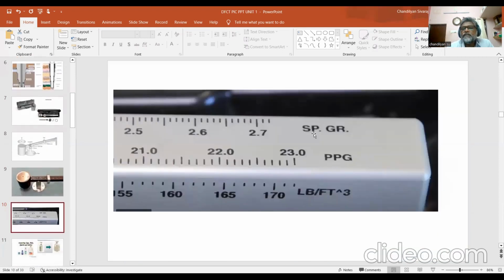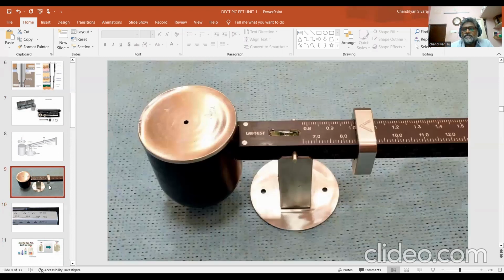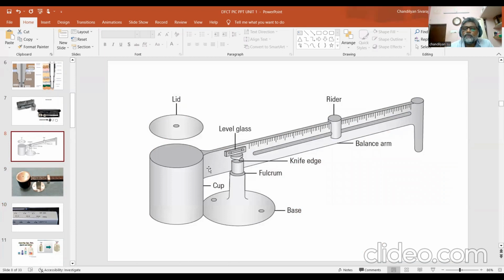Next one, specific gravity, ppg, pounds per gallon, pounds per feet cube. So in four different systems of units, you can measure the density with the help of the mud balance. So how is it going to keep balance here? You pour one thing here and you are going to place the slider across the arm. It has to be balanced with the fulcrum point here, and properly weighted for the base so that both the sections are in balance.